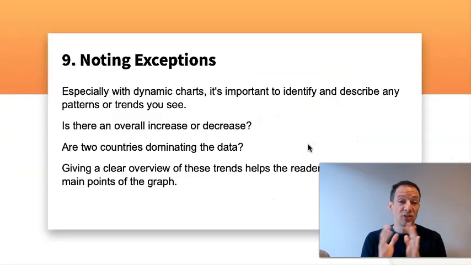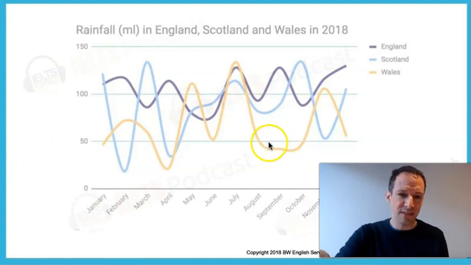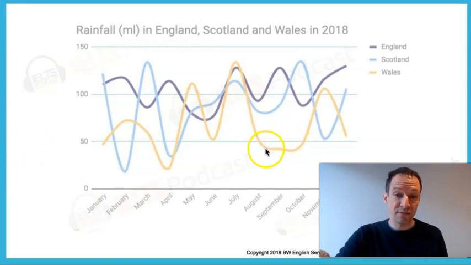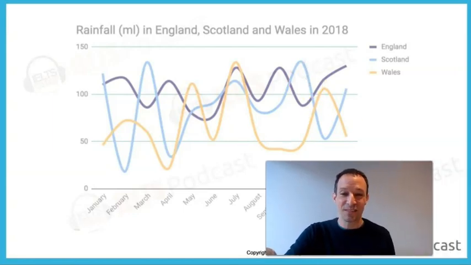Exceptions. This is what I just quickly mentioned. Here, this is the exception. It's all crazy for the whole 12 months, except this one. That's the only period of time where it's relatively stable. In most of the other months, it's going bananas. Don't mention bananas though in your chat description.